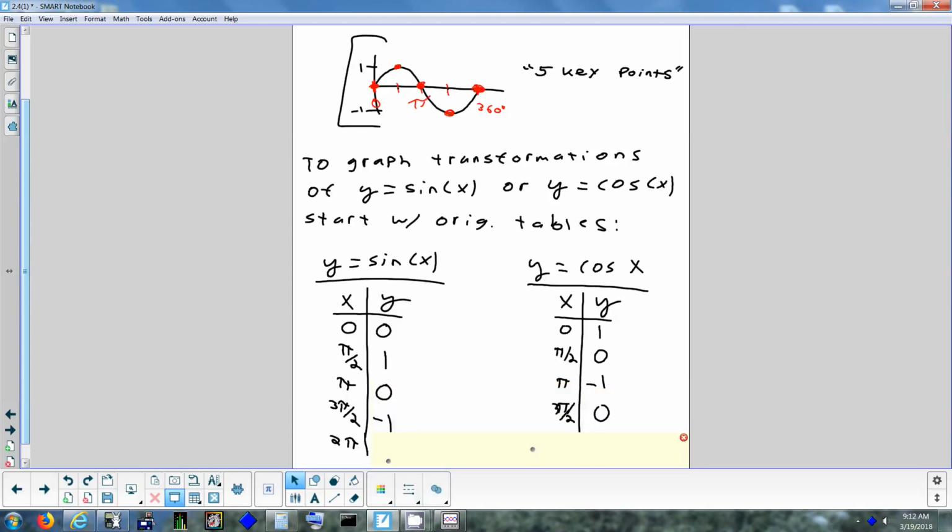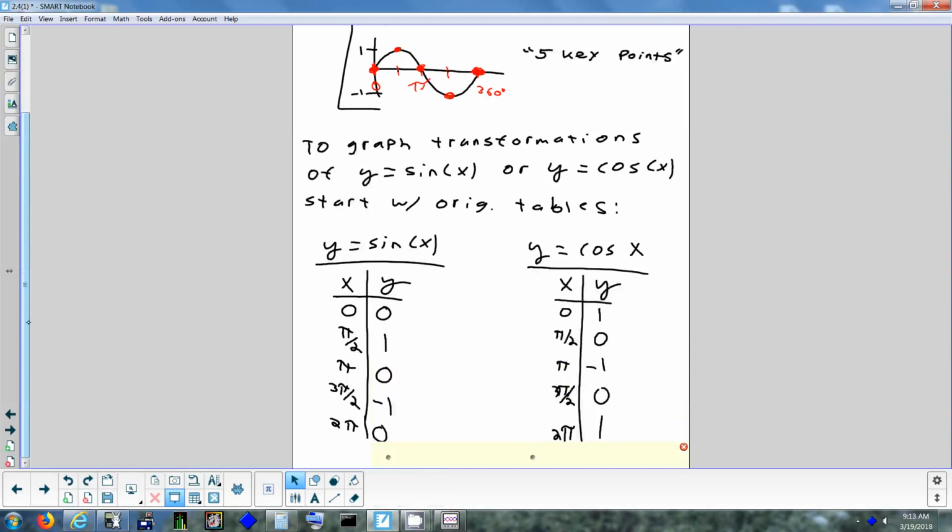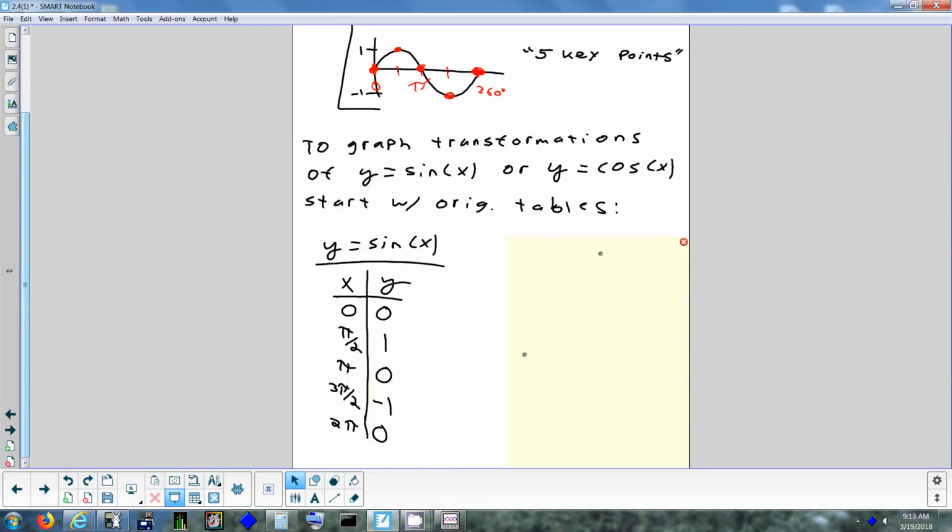And then 2 pi is really a repeat of 0. Because you could look at that point as the end of that cycle, or it's the same point that starts the next cycle. So it has to end back where it started, at 0. Those are the 5 key, important points for sine. Everything we do is based off that table for sine problems.